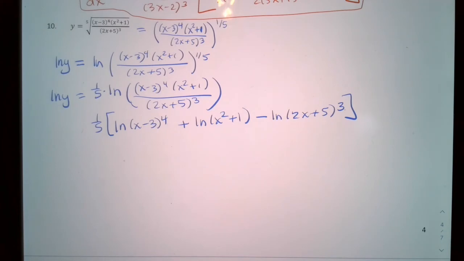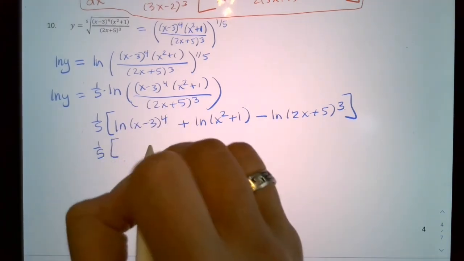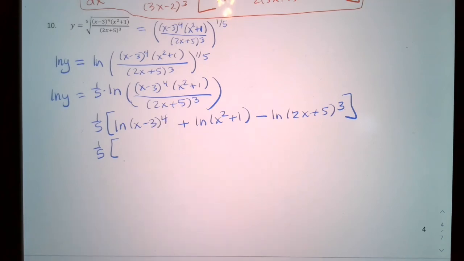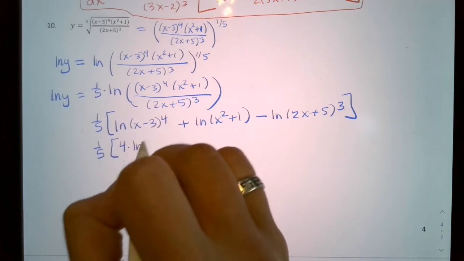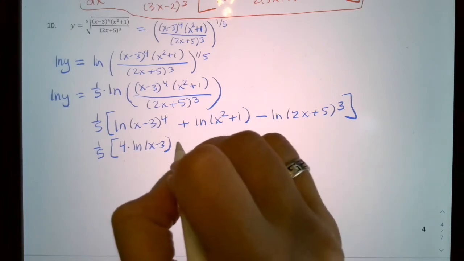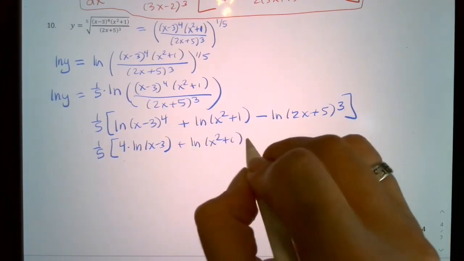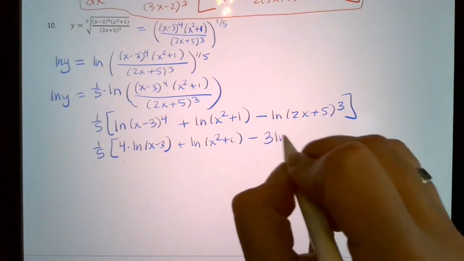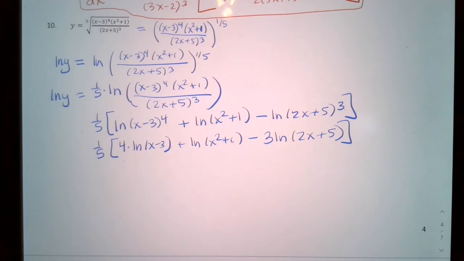Okay, let's keep going. I still have this 1/5. By the way, that's multiplying all three of those terms. I just want to be clear. Now I'm going to use that idea of, if I have a power on stuff, let's dump it in front. So yes, you can bring that 4 in front of the natural log of x minus 3. I don't have anything going on this middle guy, so I'm just going to rewrite it. But I have another power on that last guy, so I'll execute that. Okay.